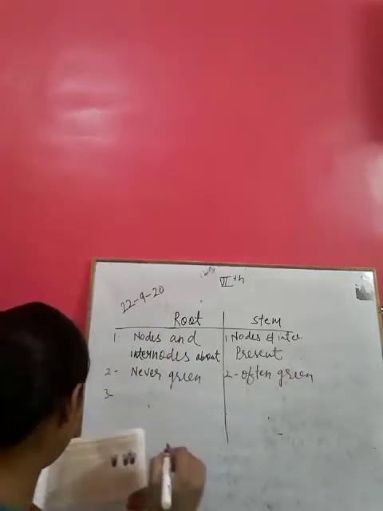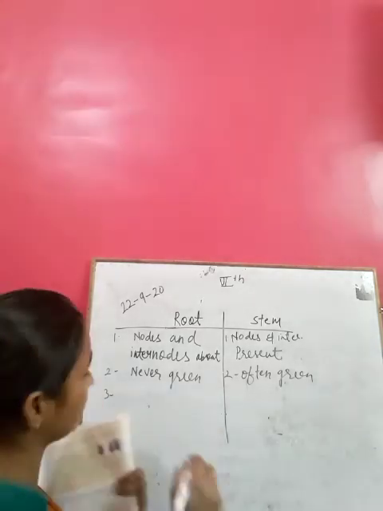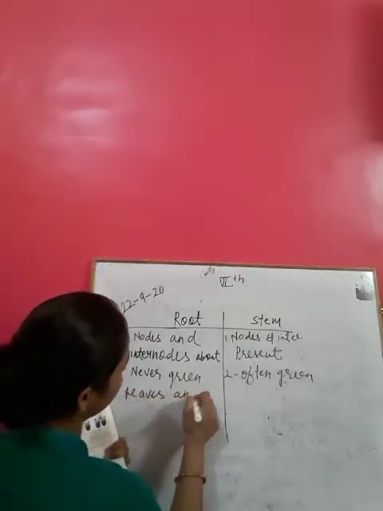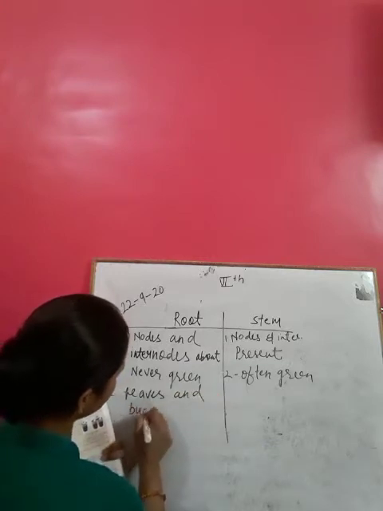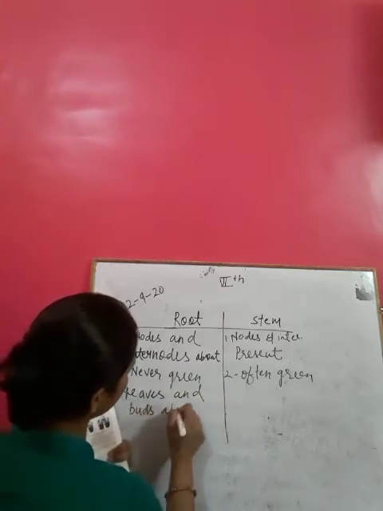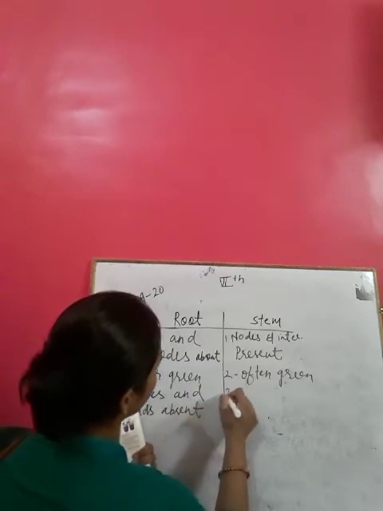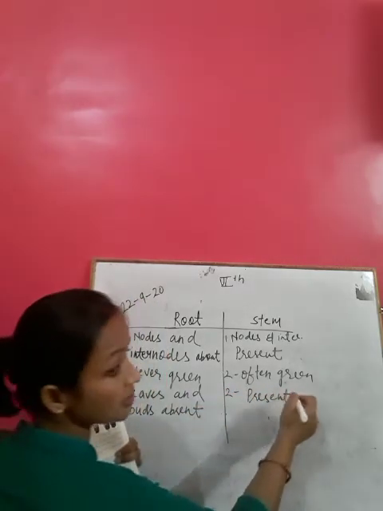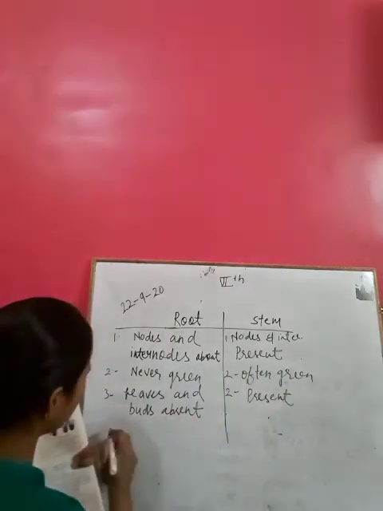Third one: in roots, leaves and buds are absent. In the stem, leaves and buds are present.